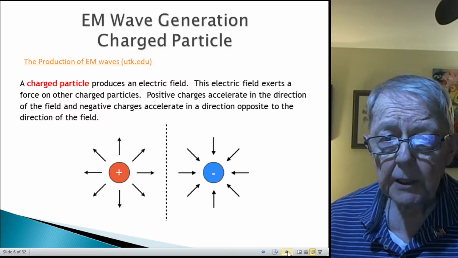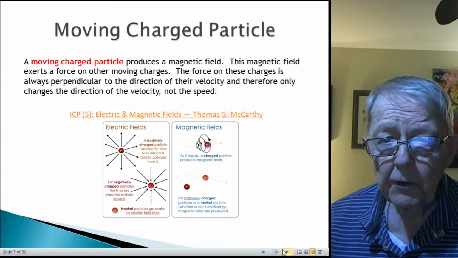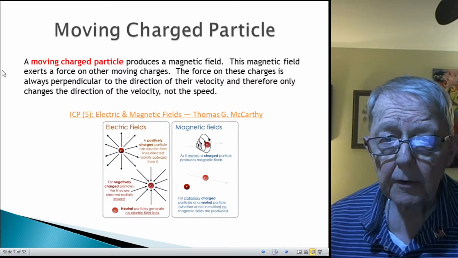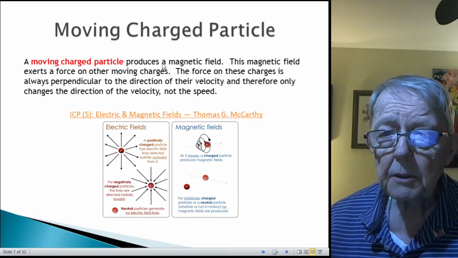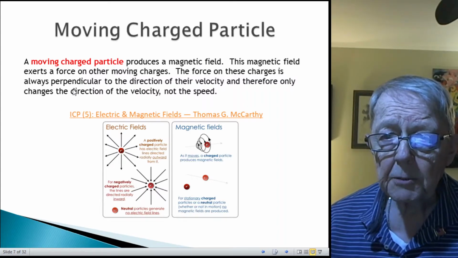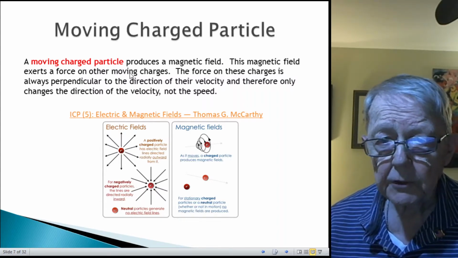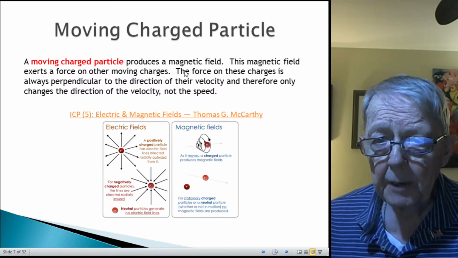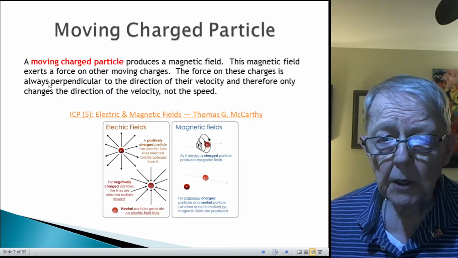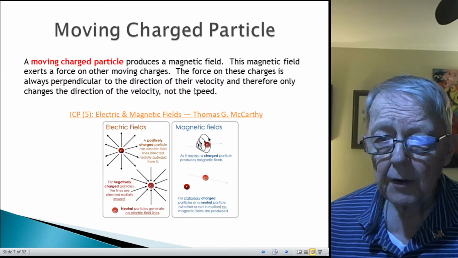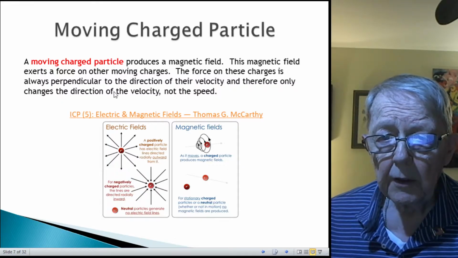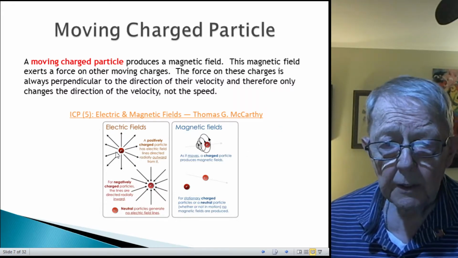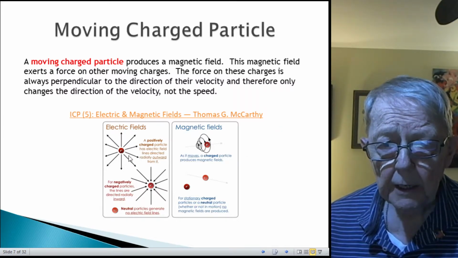But anyway, that's a charged particle, and now if you get a moving charged particle, it produces a magnetic field. This magnetic field exerts a force on other charges, just as has been known for a long time. The force on these charges is always perpendicular to the direction of their velocity, and therefore changes the direction of velocity, not speed. That's the comment, but this is your static one that I just showed.